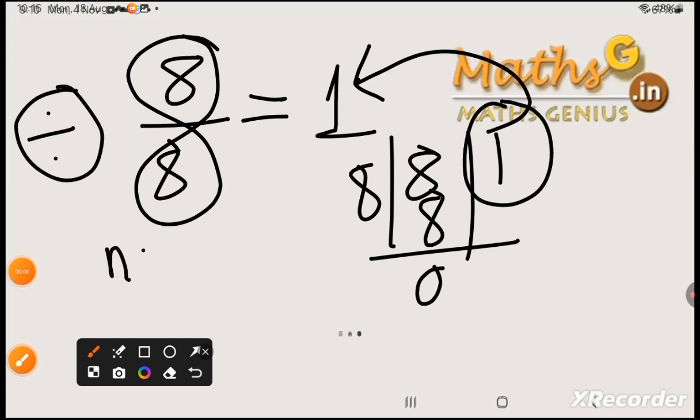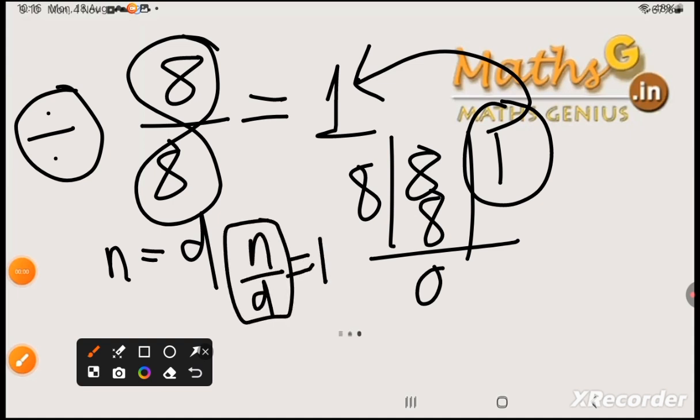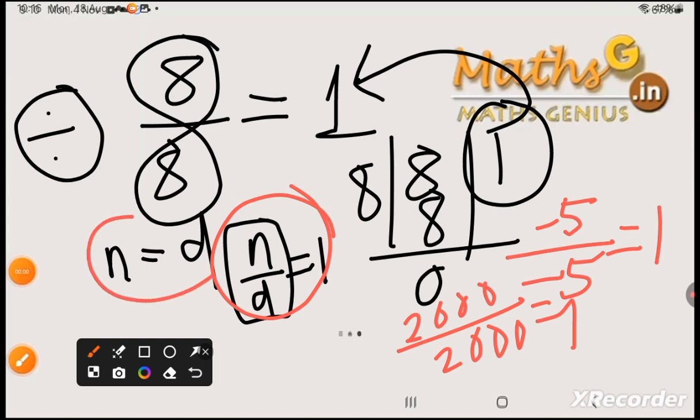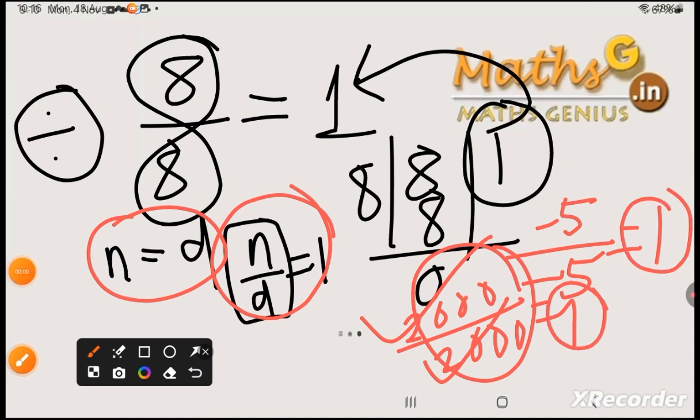So if the numerator is equal to the denominator, then the fraction numerator by denominator is equal to 1, nothing else. Always, for every number. Minus 5 divided by minus 5 is also equal to 1. 2000 by 2000 is also equal to 1. This is the case. If the numerator is equal to the denominator, then the value of the fraction is nothing but 1.